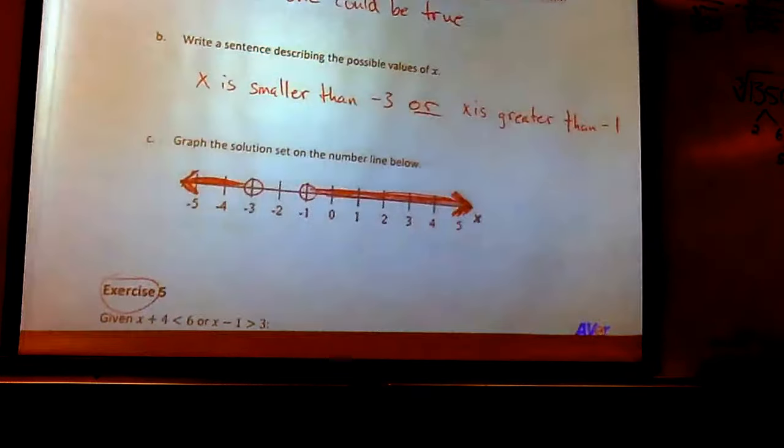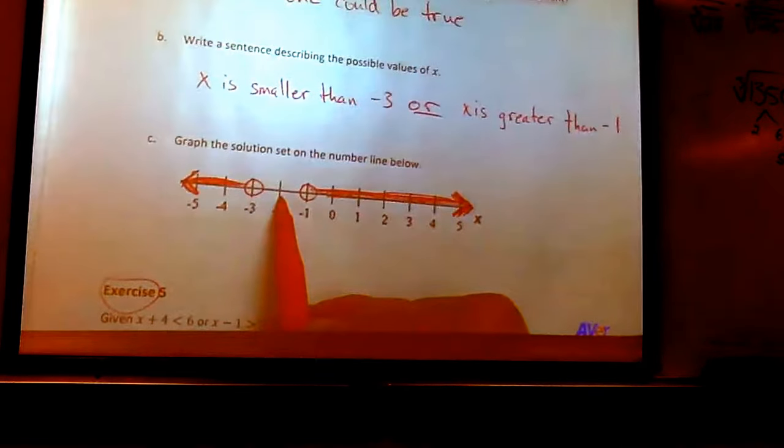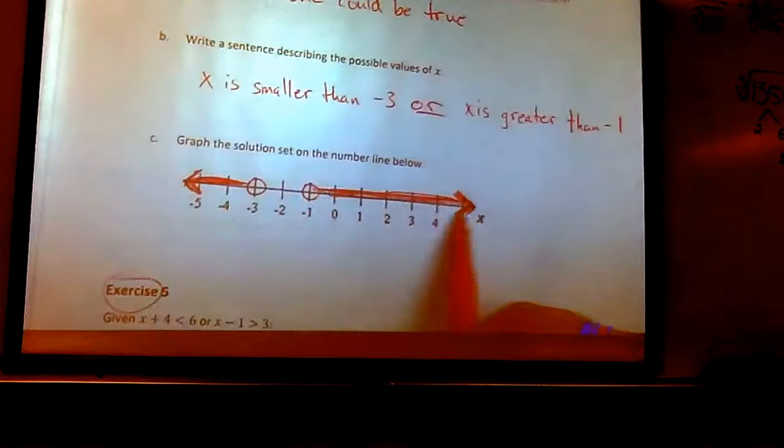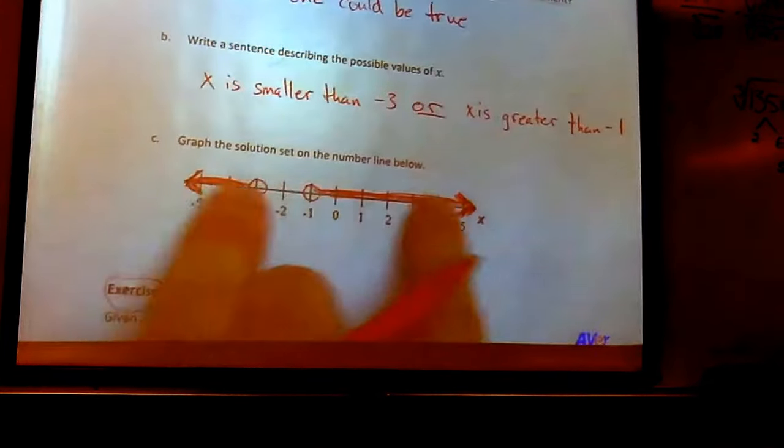So it's negative 2 then? No, it can't be negative 2. It has to be smaller than negative 3 or bigger than negative 1. Any of the shaded parts are the answers.